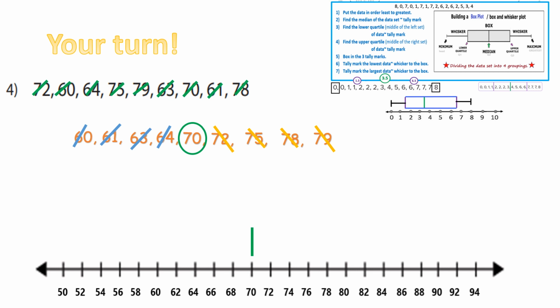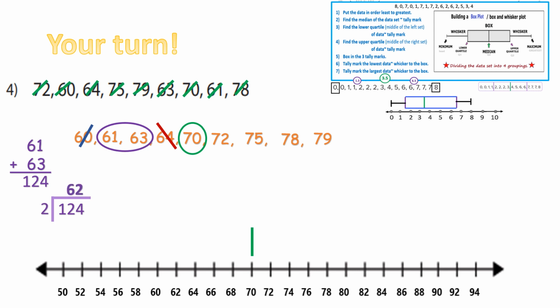Now I'm going to do my lower quartile, which once again is my step 3. So I'm looking at everything to the left of my median. That means I do not count the 70. So I'm going to cross them off from left to right in groups of 2, and I see that I can take off one group and I'm left with the middle 2. That means I have to add them together and divide by 2. So you had 124, and when you divided 124 by 2, hopefully you got 62. So you went down to your number line and you put a tally mark where your lower quartile of 62 would be.